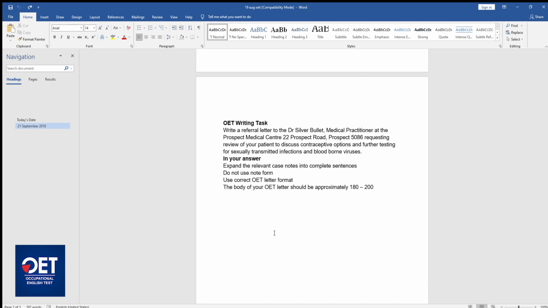So here what we understand is we are referring the patient to the doctor at this medical center to discuss the contraceptive options and further testing for STI and bloodborne viruses. So let's go to the case notes.